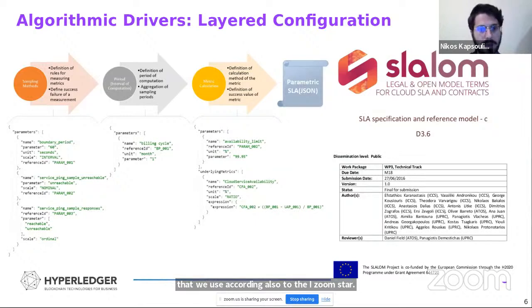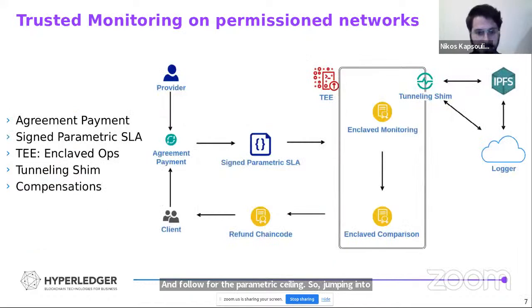So jumping into the architecture, which we call trusted monitoring, we see in the center the parametric SLA, which is signed by the two involved parties. So we have the involved parties, and they are agreeing in a contract. The service is online from the provider, and the client pays, of course, the provider through the agreement payment, and they sign the contract, the parametric SLA, which is a new SLA filled and signed by both of them and submitted on the ledger.